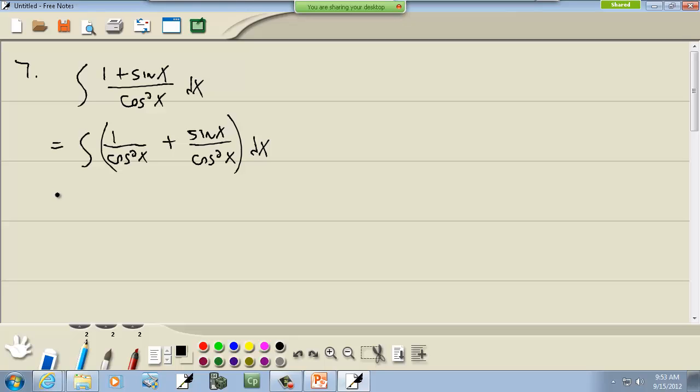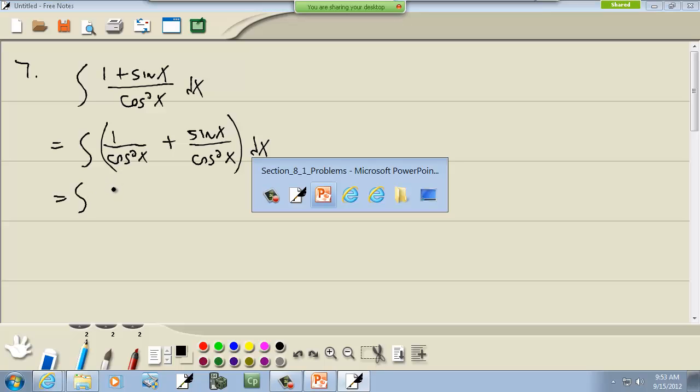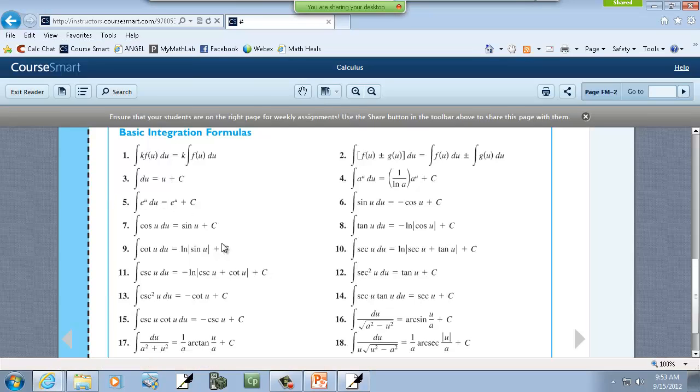Well, you may be looking at this like, how does that help us? Well, 1 over cosine squared, that's secant squared. And if we come over here and look at our formulas, we should have a secant squared. Yeah, here it is, number 12. The integral of secant squared is tangent. So that one's already perfect.